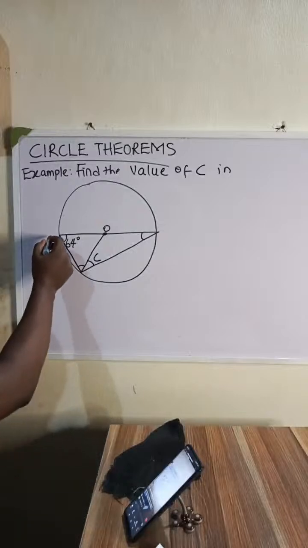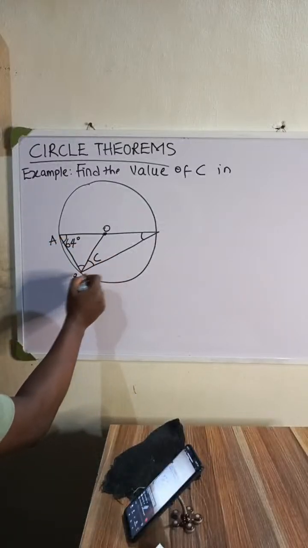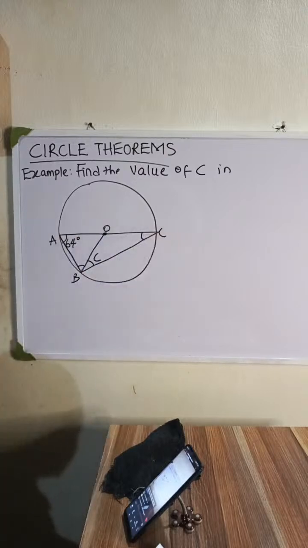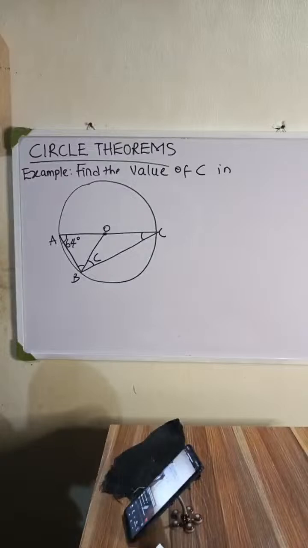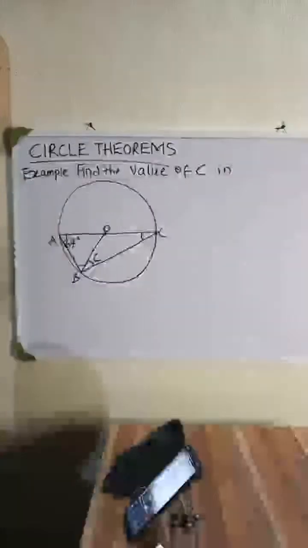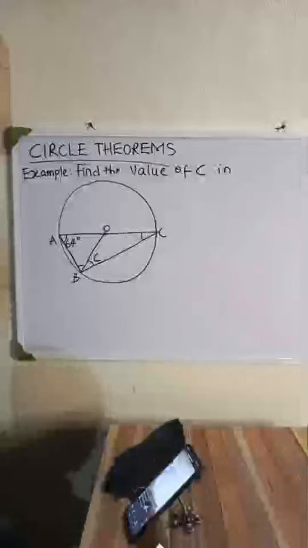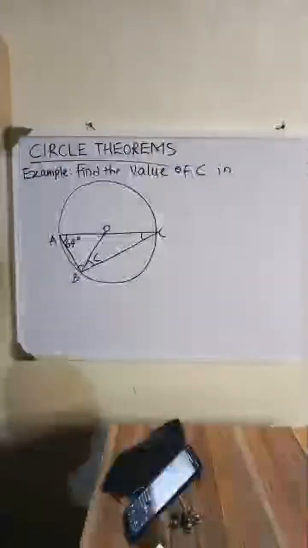I will just label this A, B, C for easy identification. Semicircle equal 90 degrees, okay? That's true. Humble got 64 degrees. What principle did you use to get that? Okay, let's look at it together.